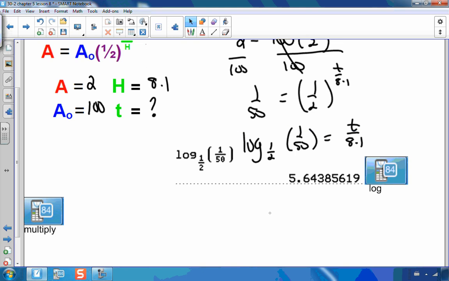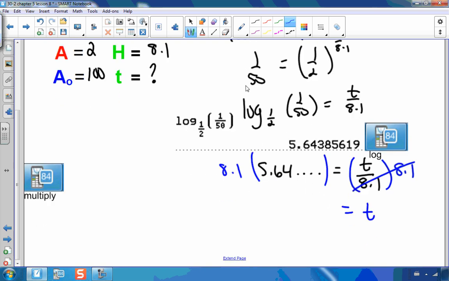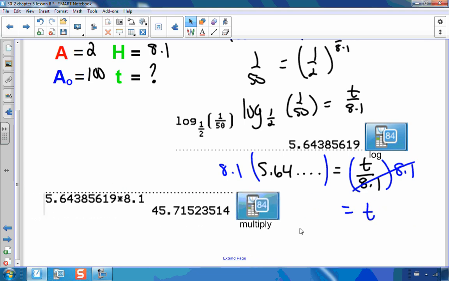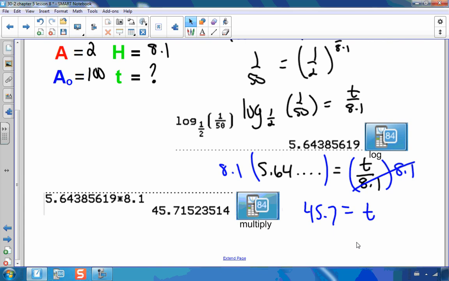So this is like 5.64, etc., equals t over 8.1. Then I would just multiply both sides by 8.1 to get rid of my fraction. Keep that answer on your calculator and multiply both sides by 8.1, and you're going to get your answer there. So 45.7. Let's go back up and see how we're supposed to round that. It says to the nearest day, so the day that's closest is the 46th day. So that's how you would do half-life.